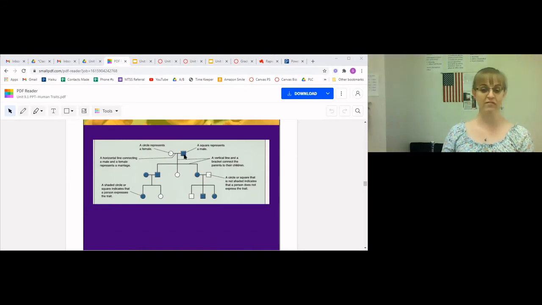This male has whatever trait we are looking at because he's colored in, and the female does not have it because she's not colored in. They had a son, a daughter, and a daughter. This son has the trait, whatever the trait is. He married a woman with the trait, and they had a daughter with the trait and a daughter without the trait. The grandparents also had a daughter who does not have the trait, and a daughter who does. This daughter married a man who does not show the trait. They had a son without the trait, a son with the trait, and a daughter with the trait.